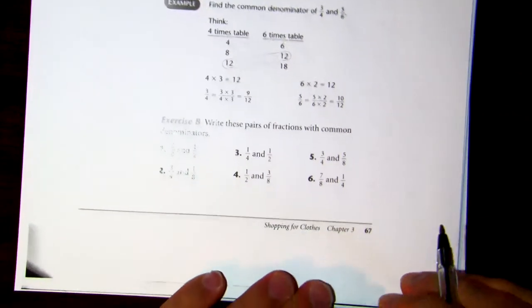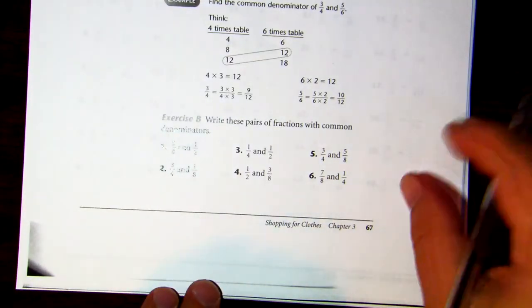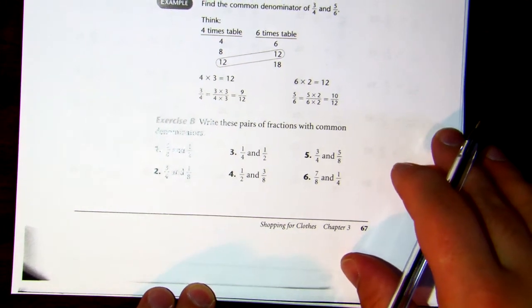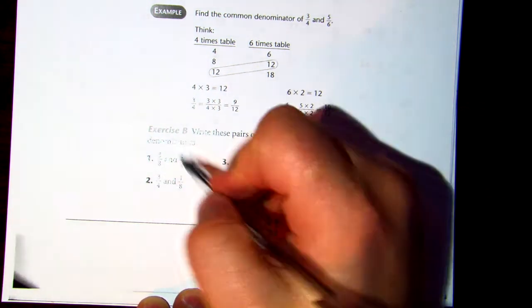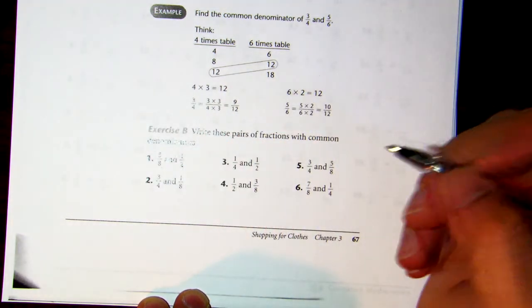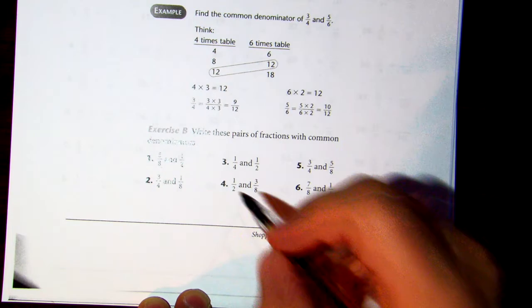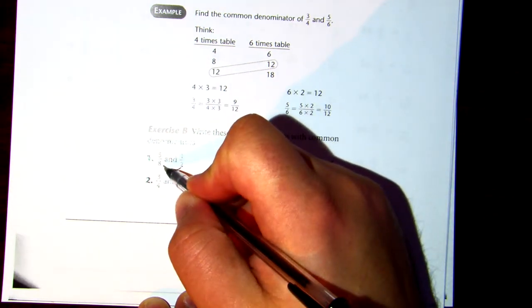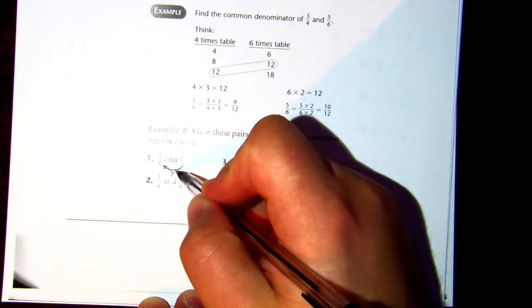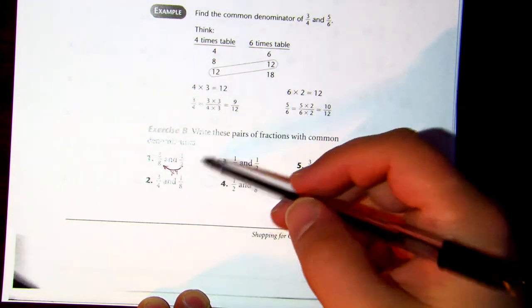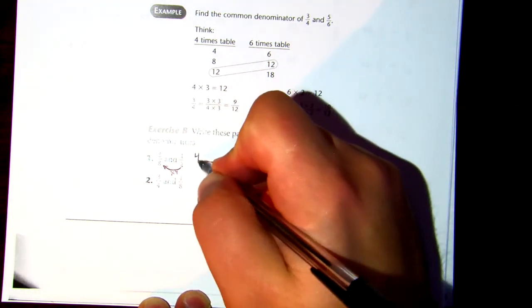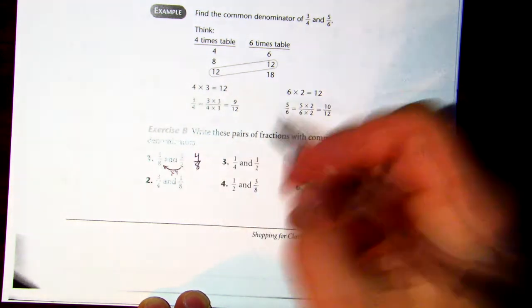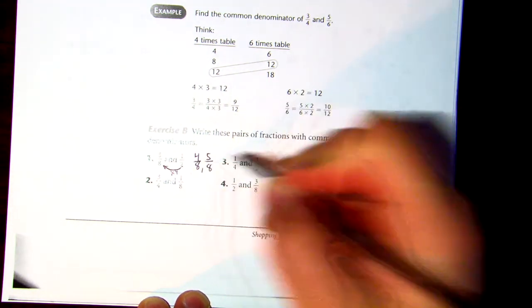In exercise B, a little bit different. They want you to write these pairs of fractions with common denominators. I always like to choose the least common denominator. So I'm going to look at, say, number 1. Look at the denominators 2 and 8. Can 2 go into 8? Yes, it can. How do you go from 2 to 8? Well, you have to multiply by 4. So that means you must do the same thing up top. So this will be 4/8. And the 5/8 would stay the same because it's already in the least common denominator.